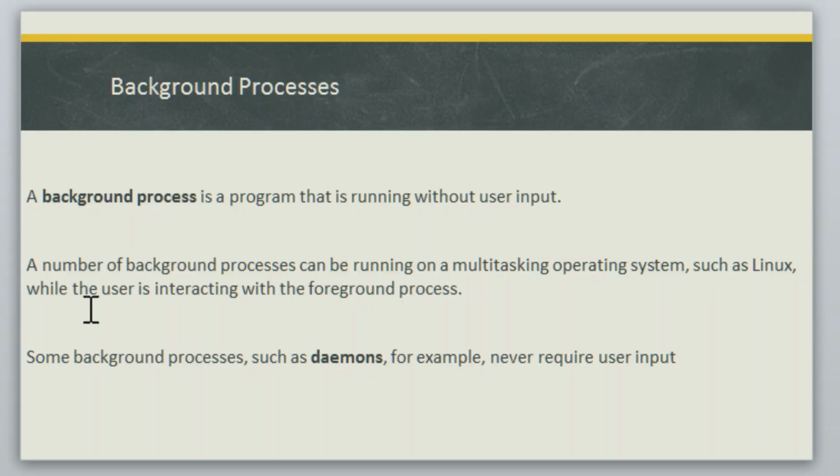So a background process is a program that is running without user input. A number of background processes can be running on a multitasking operating system such as Linux while the user is interacting with the foreground processes. Some background processes, such as daemons for example, never require user input. Those are going to always run without you having to need them to run. Those are the ones that are controlling different processes, startup programs, as well as other things that our system needs to run.